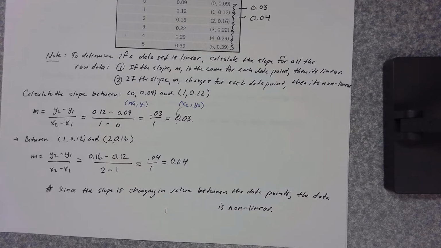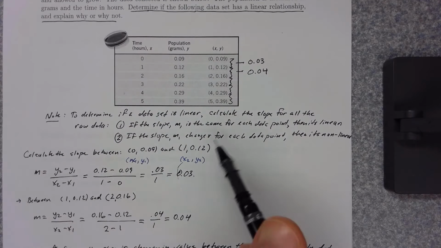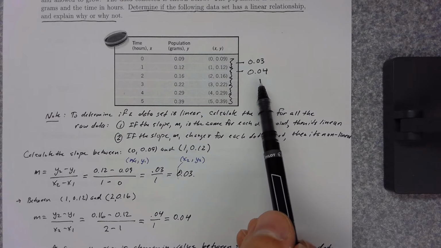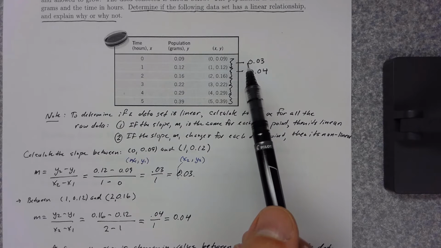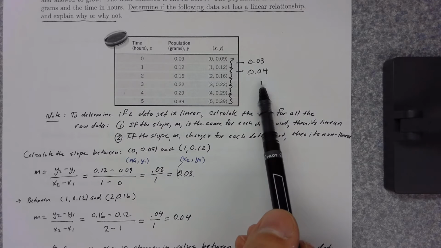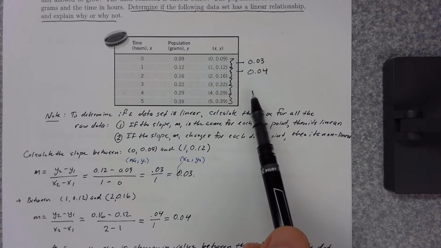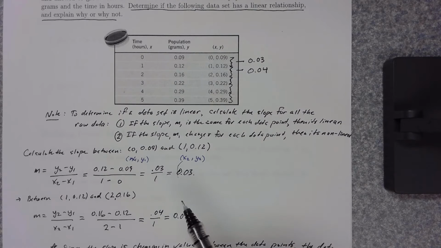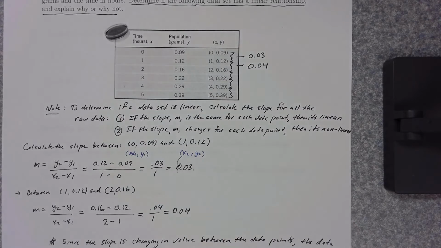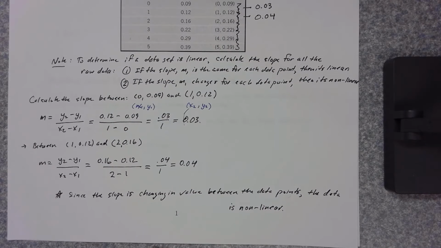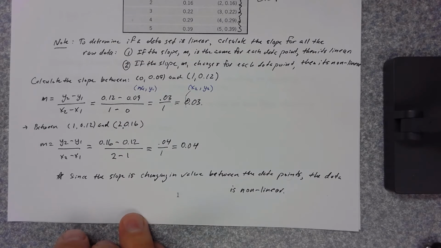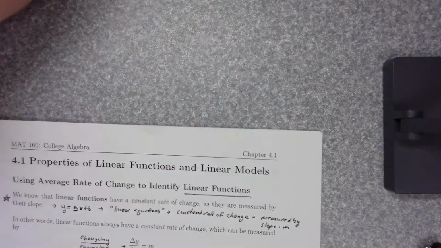Okay? Now, I only had to see one example of where it was not 0.03. But if this were 0.03 and the next two were 0.03 and so on, then it would be a linear data set because it would be constant. But because these values are not constant, it means the data is nonlinear. So that's how you check to see if data is linear or not. It's pretty straightforward.